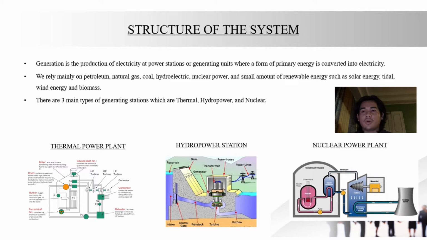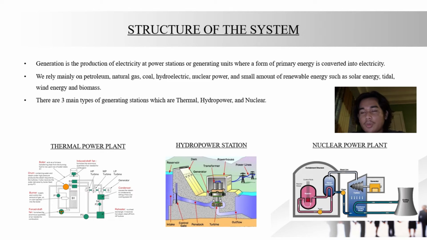So let's move on to the structure of the system. There are three main types of generating stations, which are thermal power plant, hydropower plant, and nuclear power plant. And a thermal power plant consists of boiler, drum, burner, forced draft fan, induced draft fan, turbine, generator, condenser, as well as reheater.